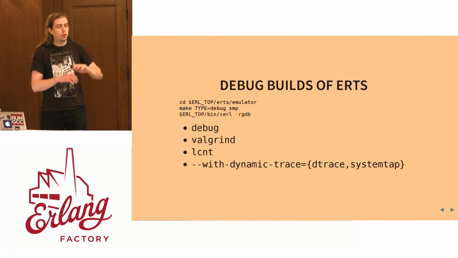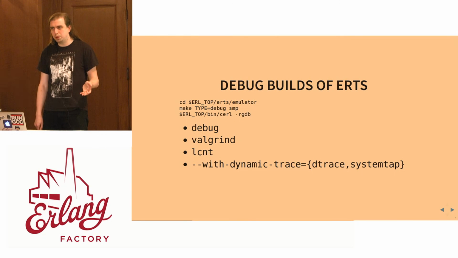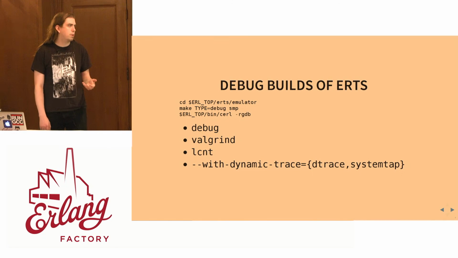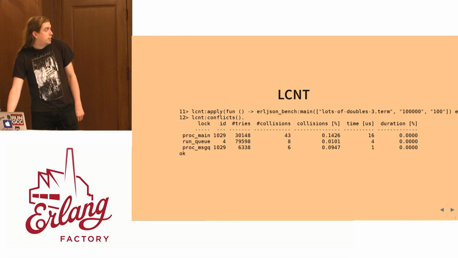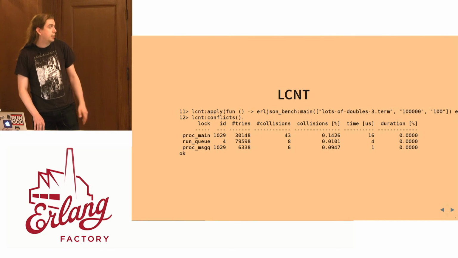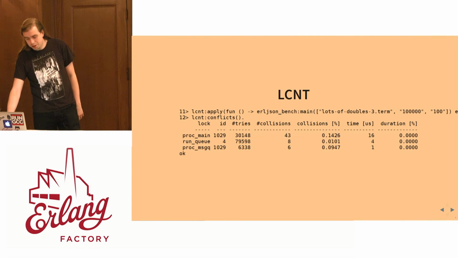And you can build the whole system with the configure option with dynamic trace equals systemtap, for example. That enables a lot of SystemTap probes, which is very useful for some kinds of introspection. I'll talk a bit about that, although so far I've not found it that useful compared to other approaches. The lock counter is really handy. In this case, it allowed me to determine that locks were not a problem for this code. You can see there are almost no collisions over hundreds of thousands of runs.